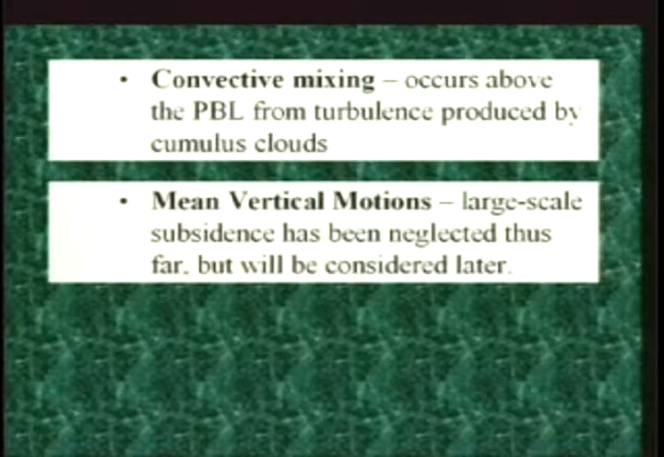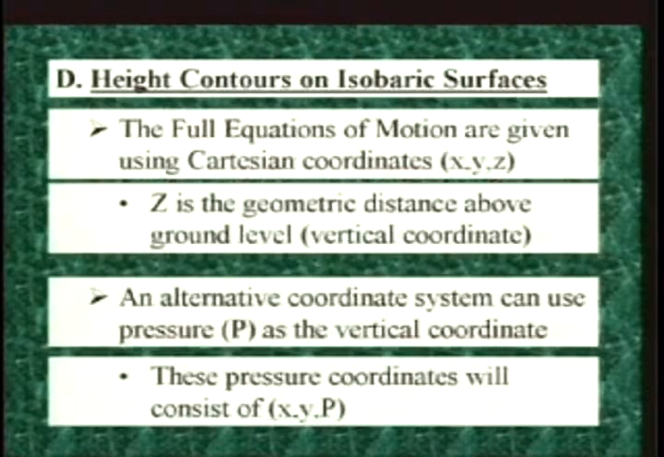Convective mixing occurs above the planetary boundary layer from turbulence produced by cumulus clouds. So when we're dealing with an environment where we have a lot of cumulus clouds, these clouds actually create turbulence themselves, and that turbulence can have an impact on the general wind pattern. Mean vertical motions, large-scale subsidence has been neglected thus far. This is considered later on. When you deal with a lot of subsidence, that can actually slow the winds and cause some impacts on the winds there. So we have to take into account some synoptic scale features.